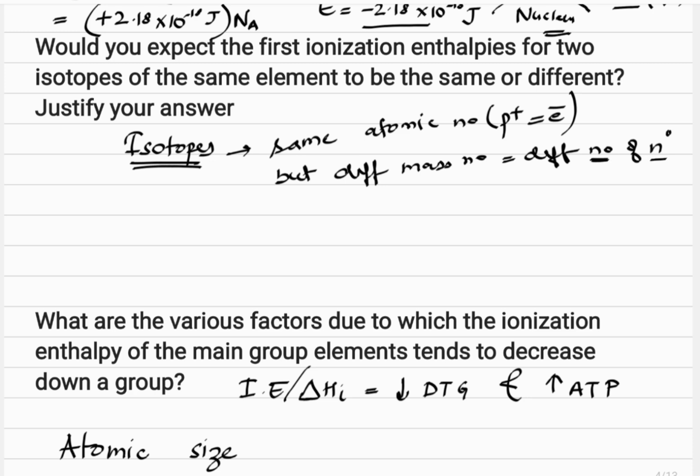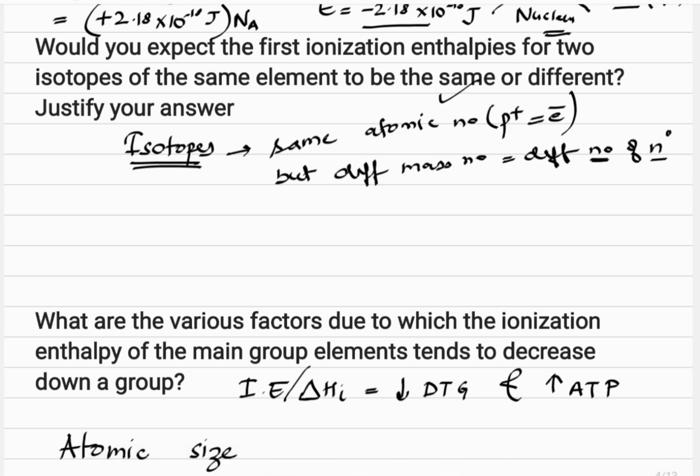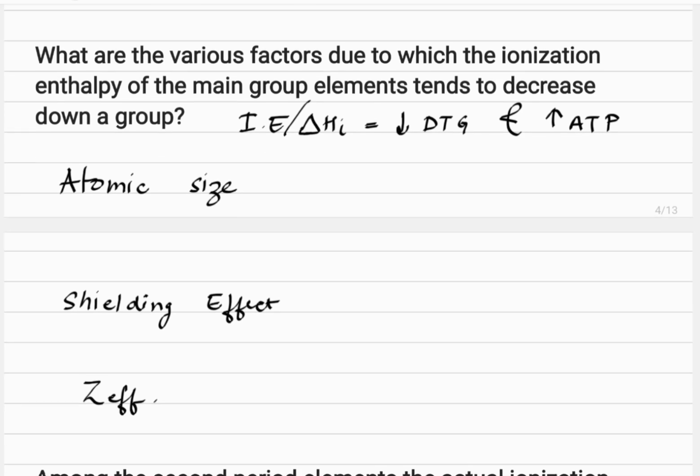So only neutrons are different for the 2 isotopes. Number of electrons are the same. So ionization energy or enthalpy doesn't have anything to do with the number of neutrons. So obviously it's going to remain the same for the 2 isotopes of the same element. Moving on to the next question.